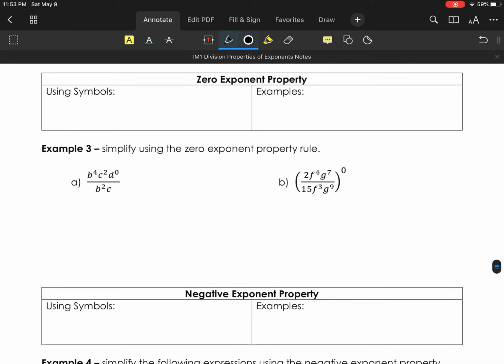All right, the last couple properties here. Zero exponent property. This one's super straightforward and super fun. Okay, so zero property, what this says: if you raise anything to the 0 power, it's 1.